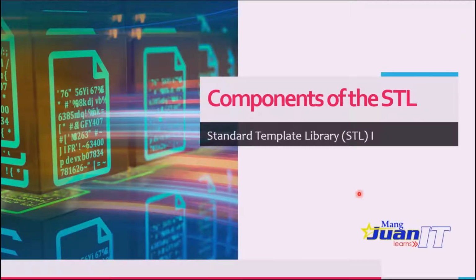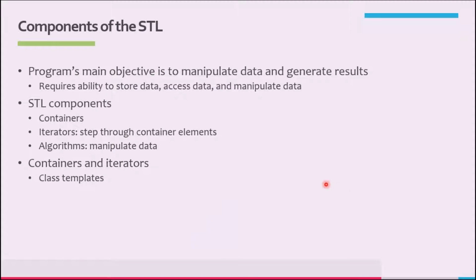Components of the STL. The main objective of a program is to manipulate data and generate results. So achieving this goal requires the ability to store data into computer memory, access a particular piece of data, and manipulate that data, and write algorithms to manipulate it.